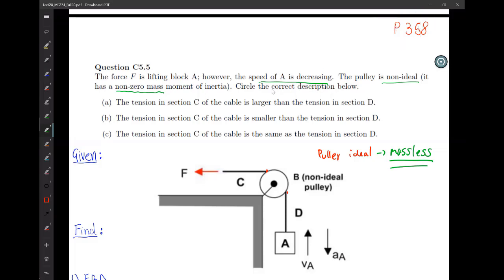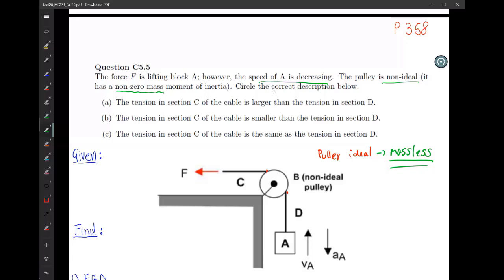Okay, and then we're asked whether the tension in section C is larger than in section D, or they are equal, or one is smaller than the other. We need to find which one is greater, essentially.